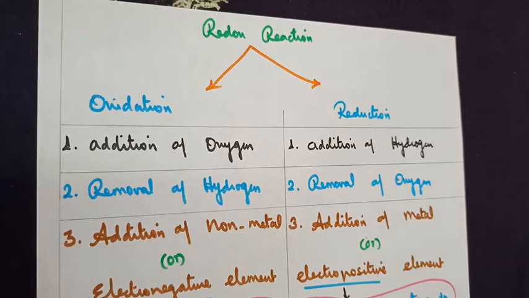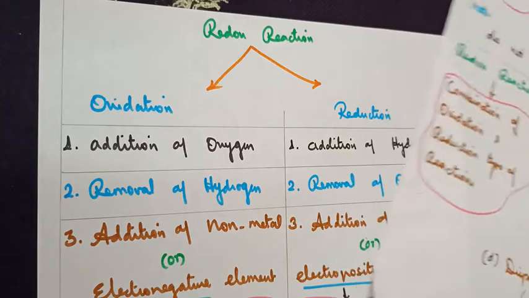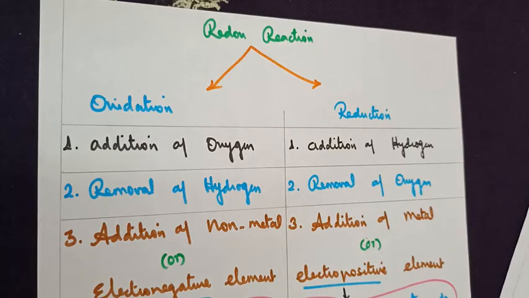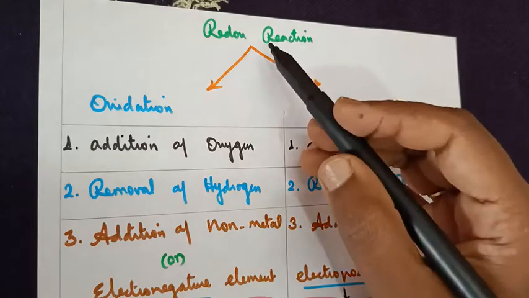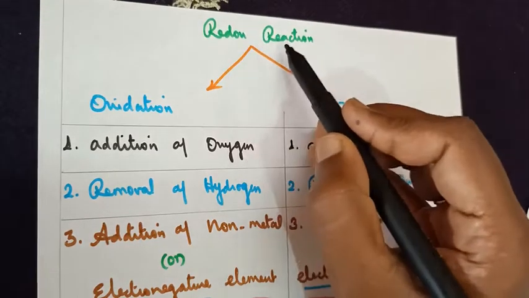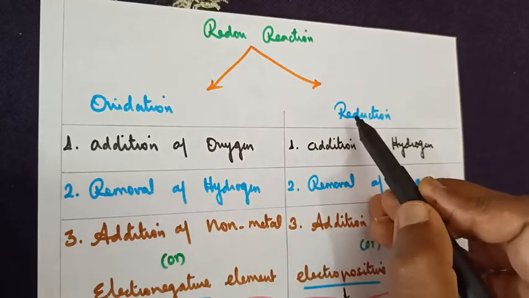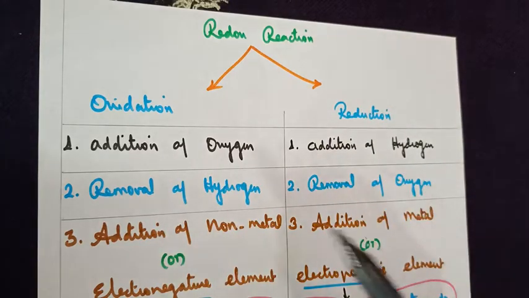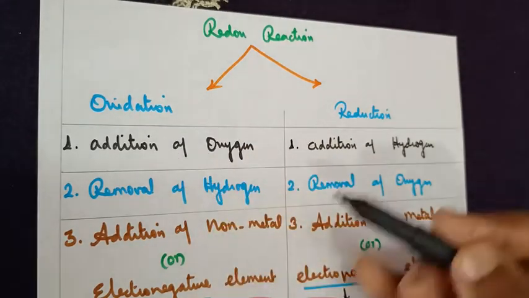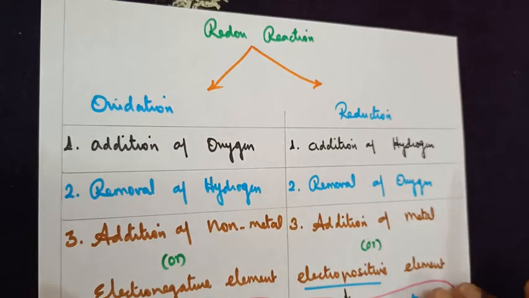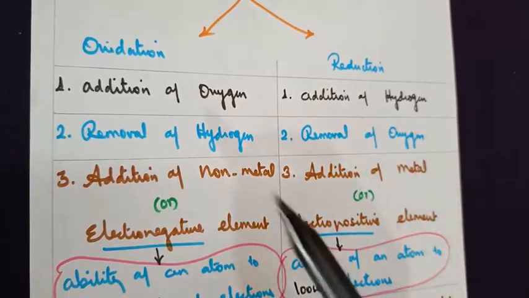Good wishes, dear students. In the previous class, you learnt the definition of redox reactions and the types of redox reactions. Under definition, I told you that in redox reactions, there is oxidation as well as reduction. Now you need to know the meaning of oxidation and the meaning of reduction. So let's quickly analyze it.